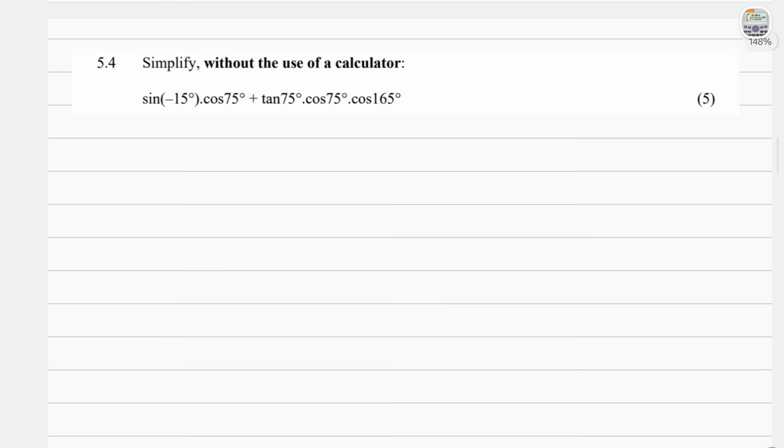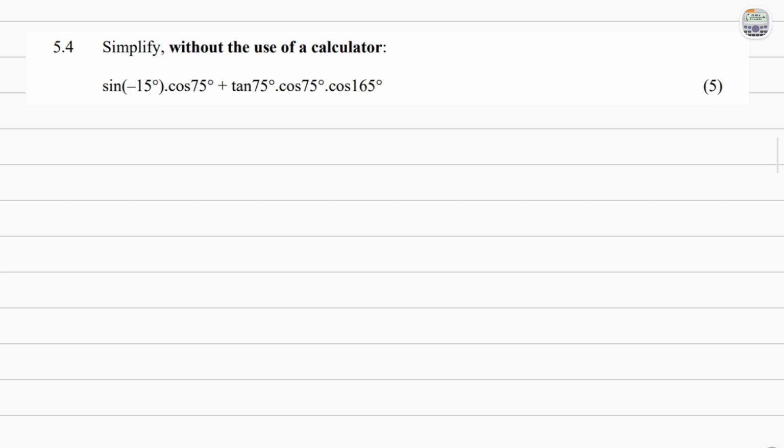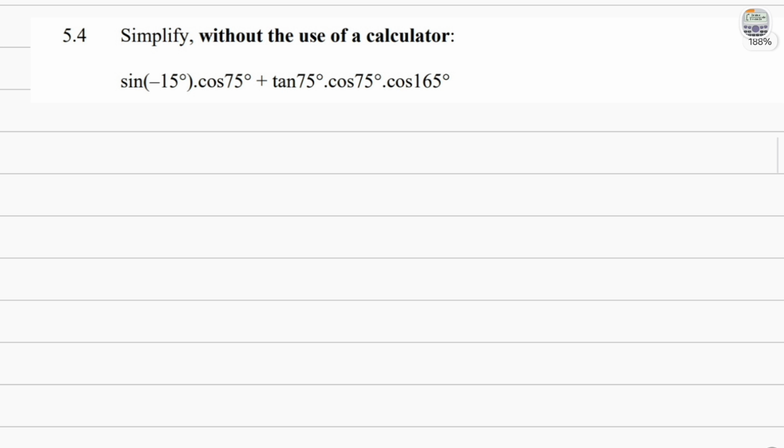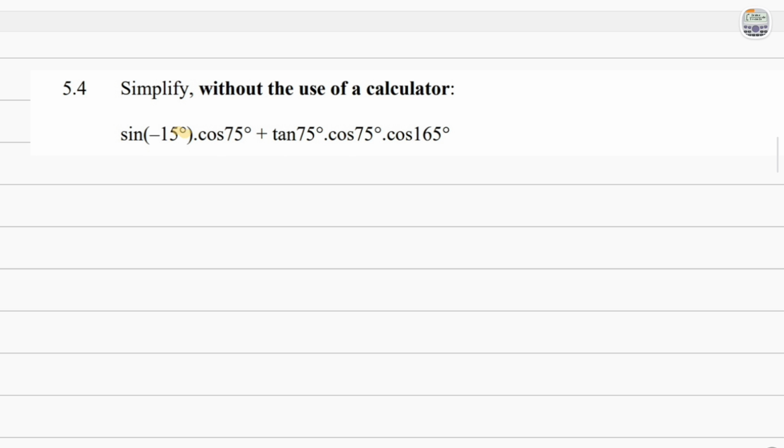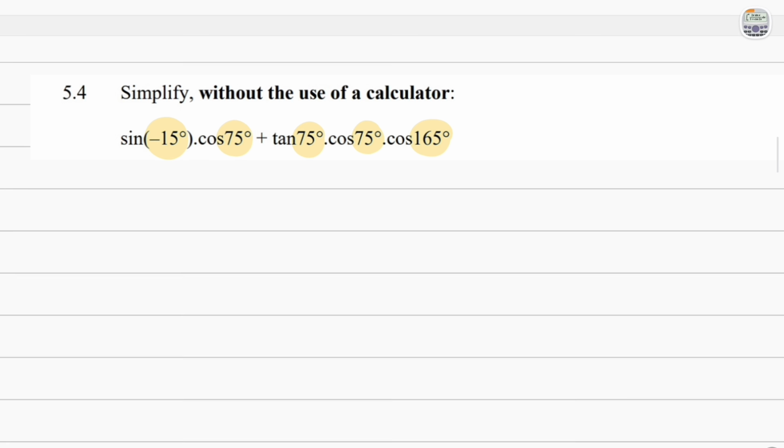Question 5.4 says, simplify without the use of a calculator. Okay, so let's just see the flow of things here. We have sine negative 15 degrees, cos 75 degrees, tan 75 degrees. So you see there's a repetition of 75 degrees and 15 degrees and another angle that can still be represented as 15 degrees. So this is definitely using cofunctions, because you see that if you say 15 degrees plus 75 degrees, that gives you 90 degrees. So these are cofunctions that we're using here.